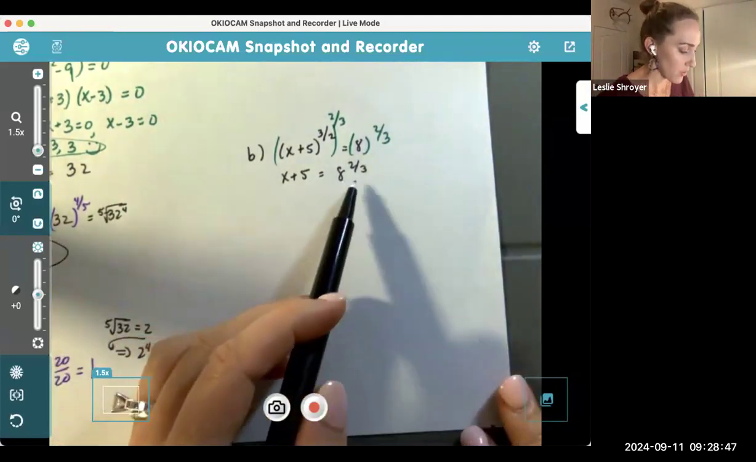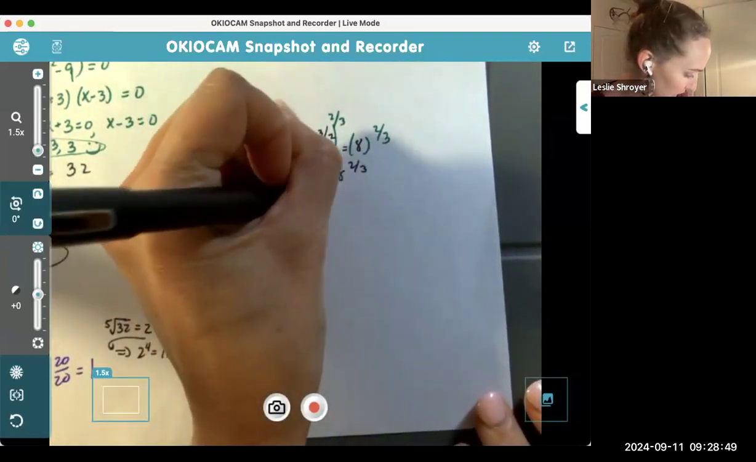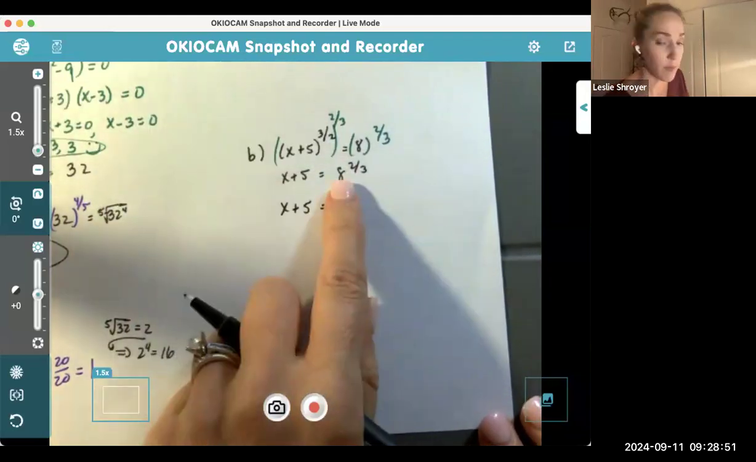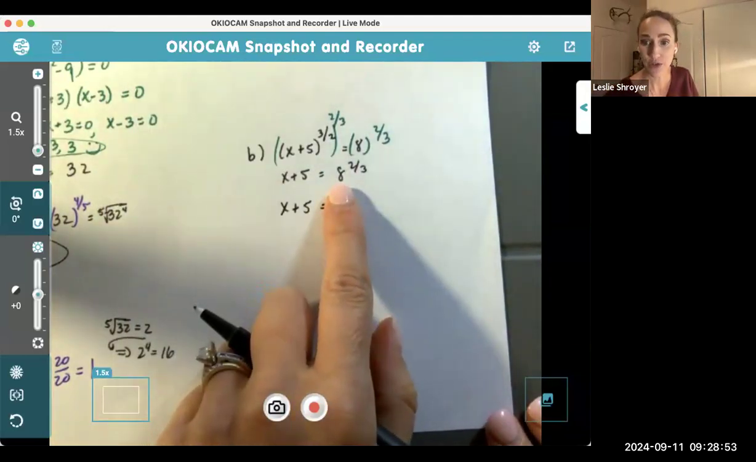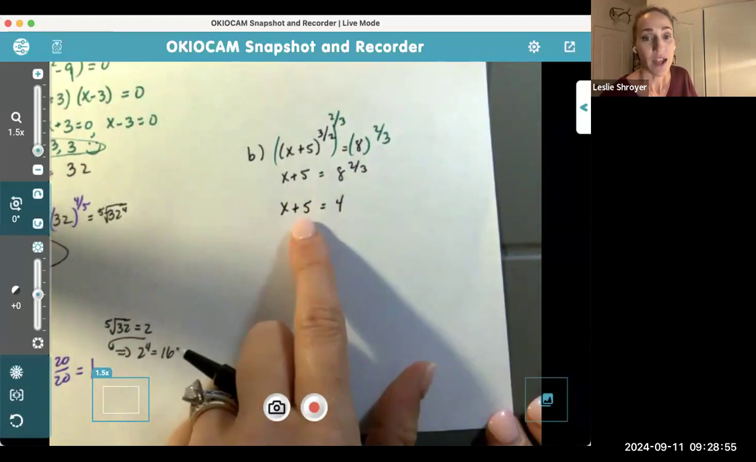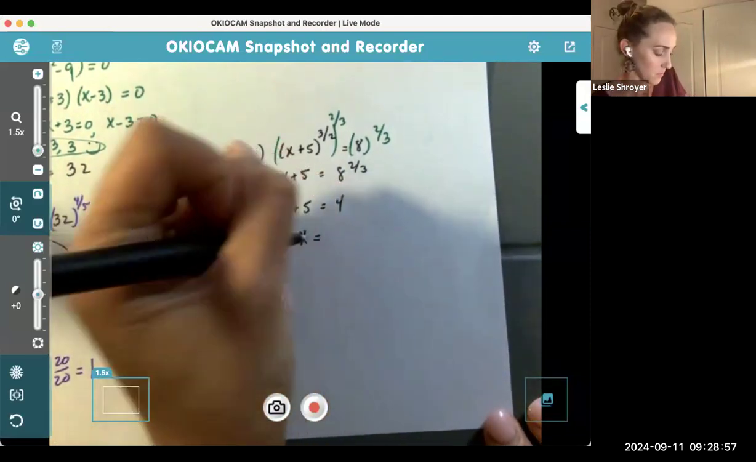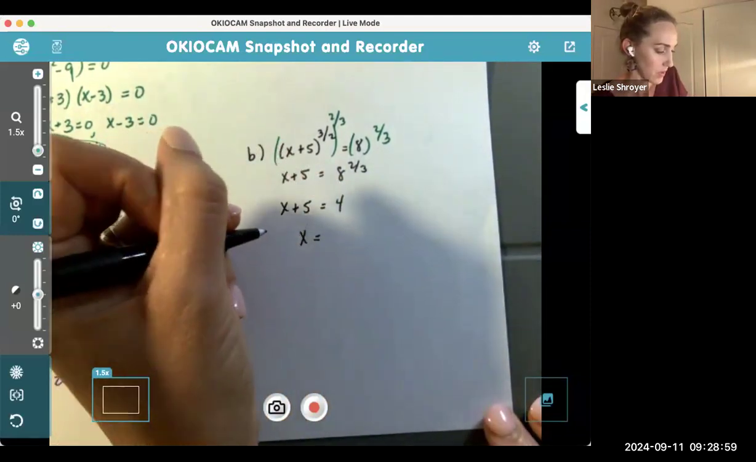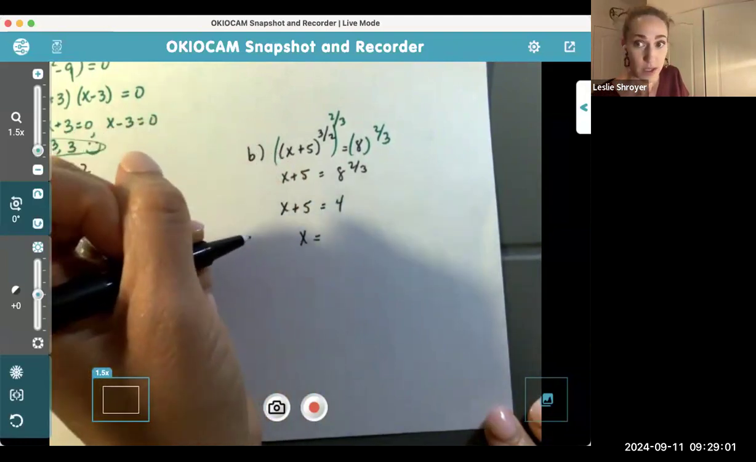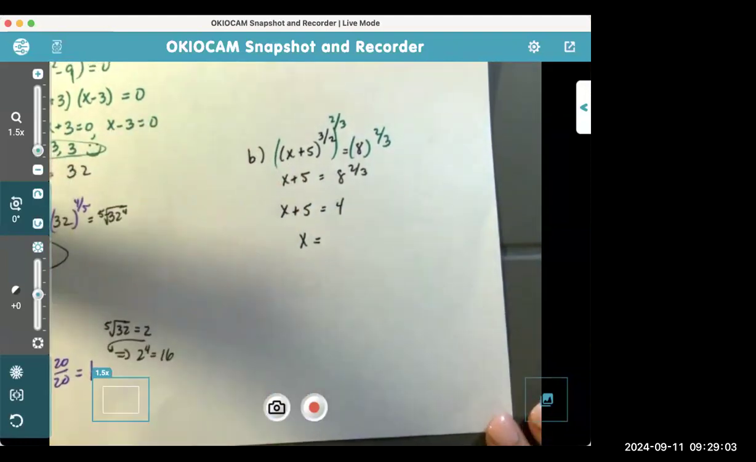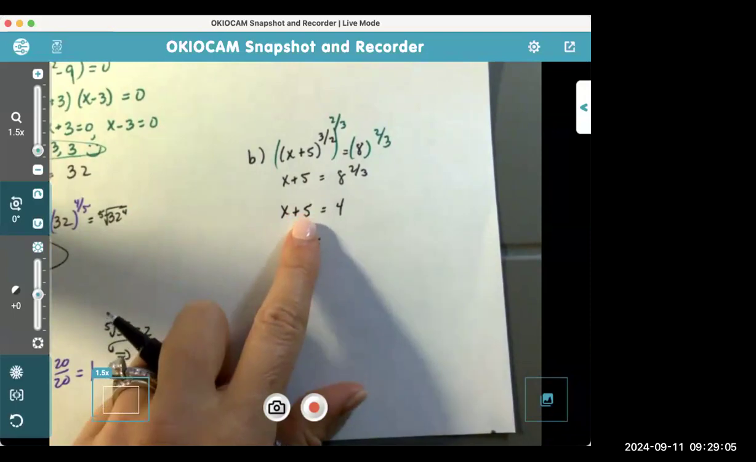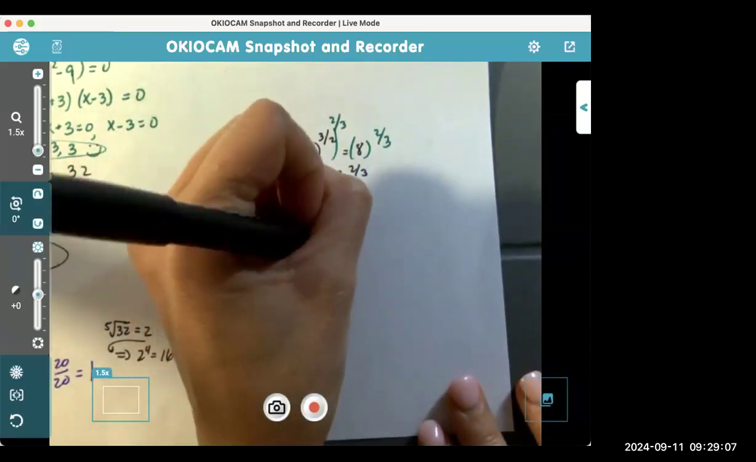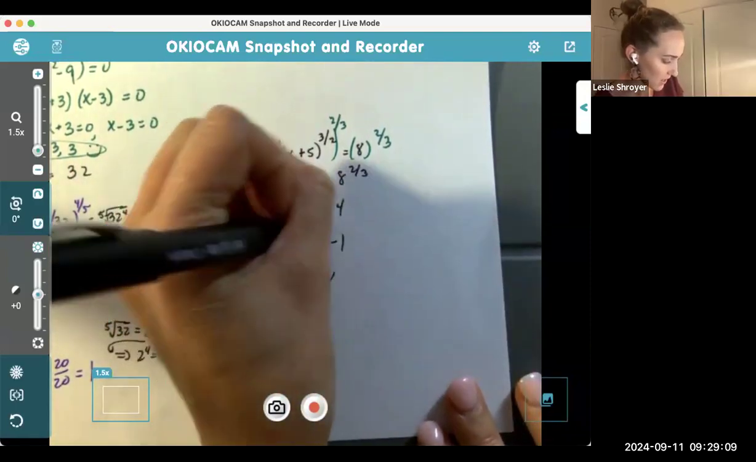Okay, so we have that x plus 5 is equal to 4 because the cube root of 8 is 2 and 2 squared is 4. Now, what's the last thing we need to do? Isolate the variable. Subtract 5. Perfect. So that's just -1 and we're done. Ta-da!